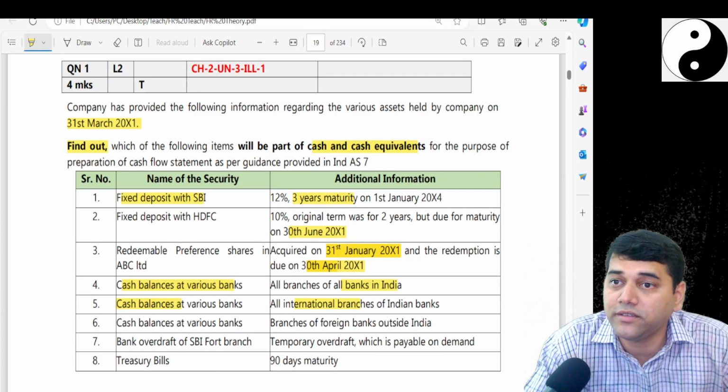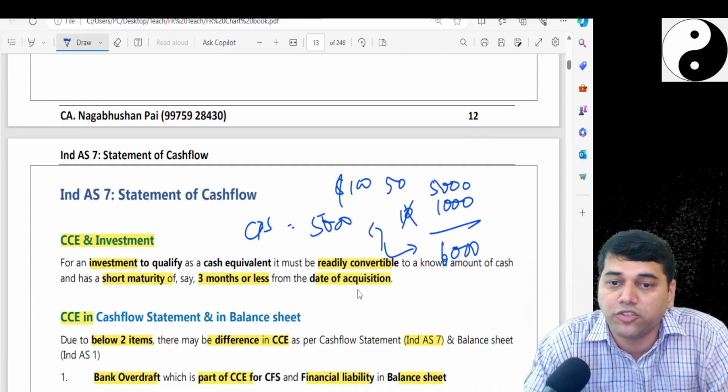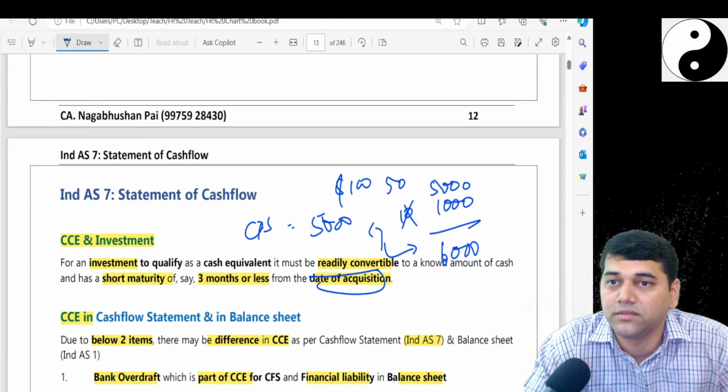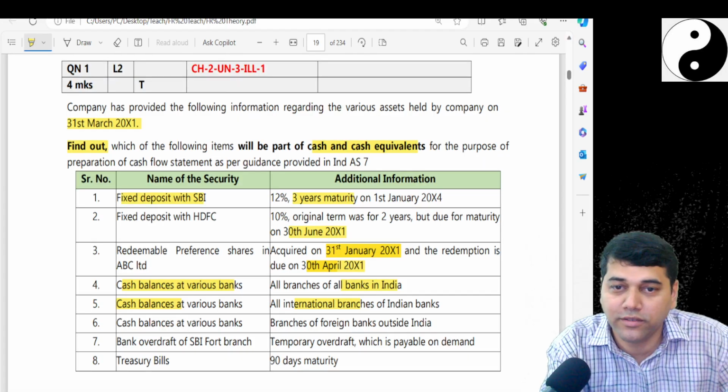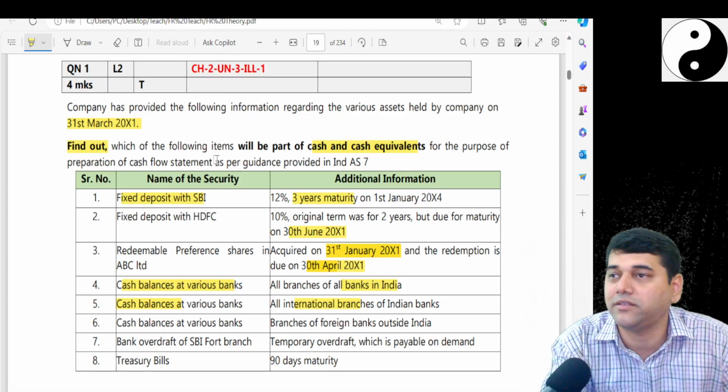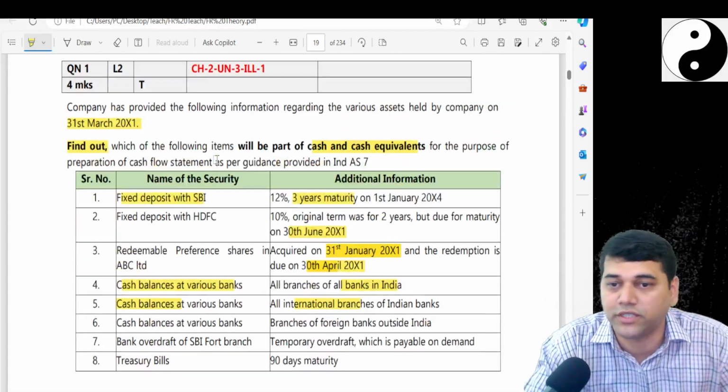No, the theory says if you have to classify an investment, it should be from the date of acquisition. 2 years is not a CC. You cannot classify it as a CC. Okay, so exclude it. Yeah.